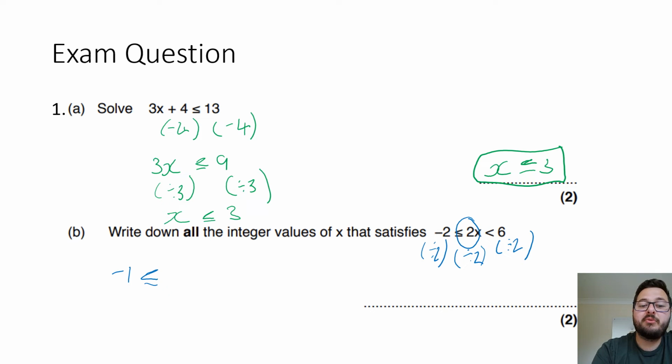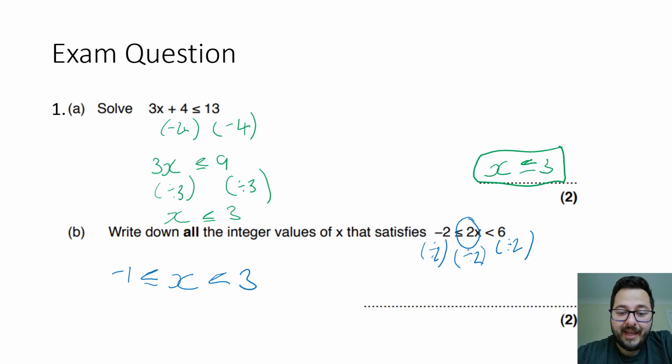We've got a less than or equal sign here. 2x divided by 2 is x, and 6 divided by 2 is 3. And I've kept all the inequality signs the same. Now we want to write down all integer values that satisfy this. Now an integer is a whole number. So what can it be?